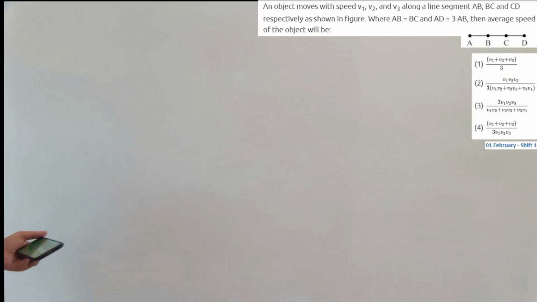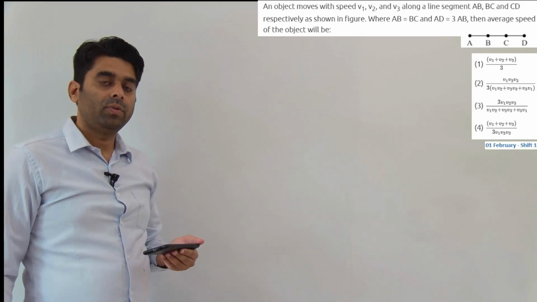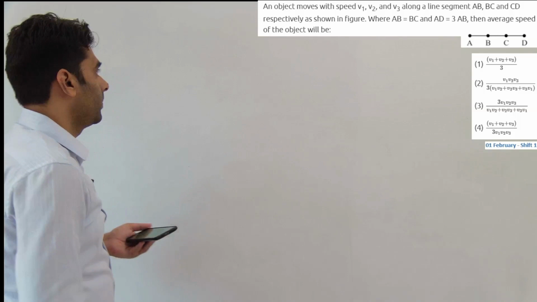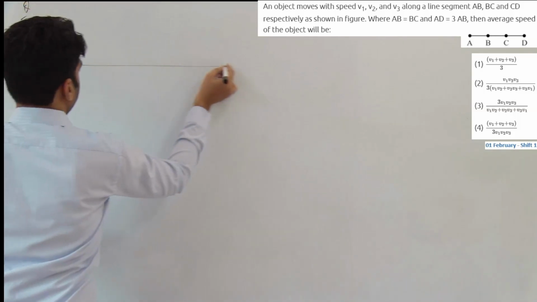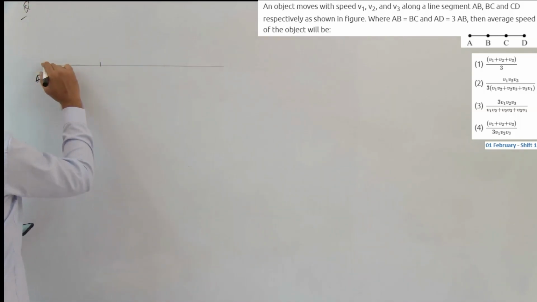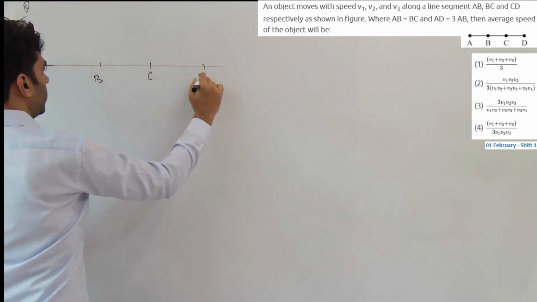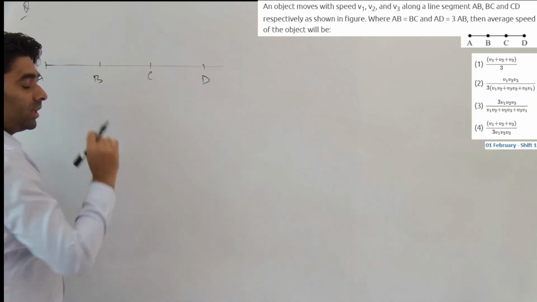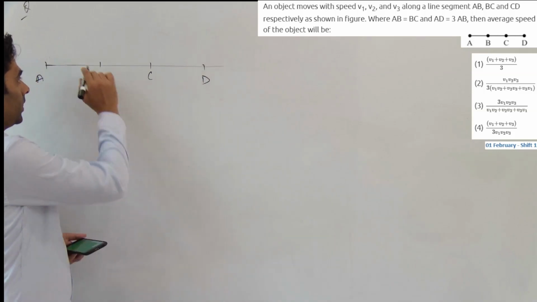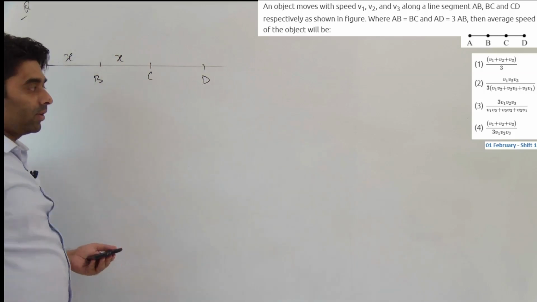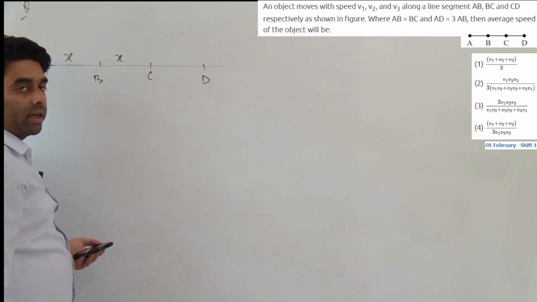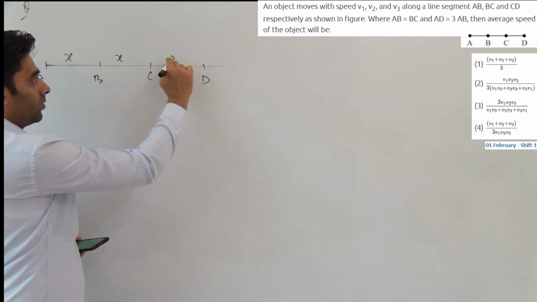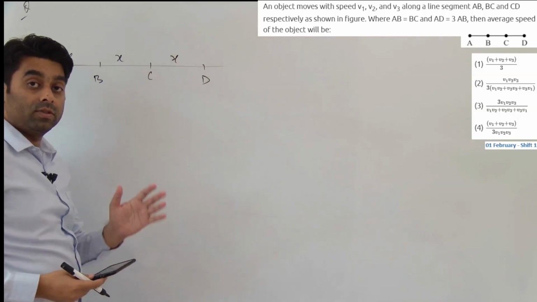Our next question is, an object moves with speed v1, v2 and v3 along line segments AB, BC and CD respectively as shown in figure. It is given to you AB is equal to BC and AD is equal to 3 times AB. So let's say AB is x, BC will also be x, and this total distance AD is equal to 3 times AB. That means this is x plus x, 2x, this must also be equal to x, right? So total distance is now 3x, fine.